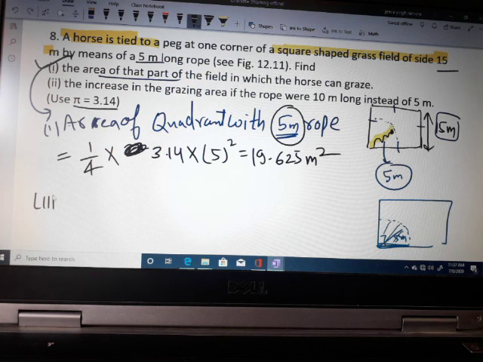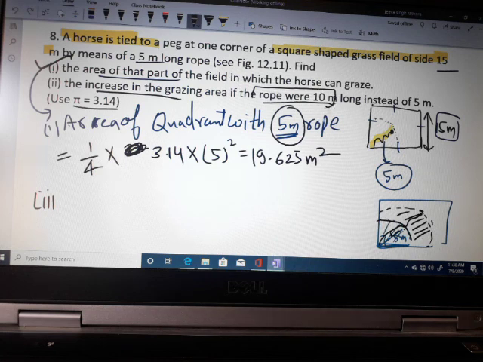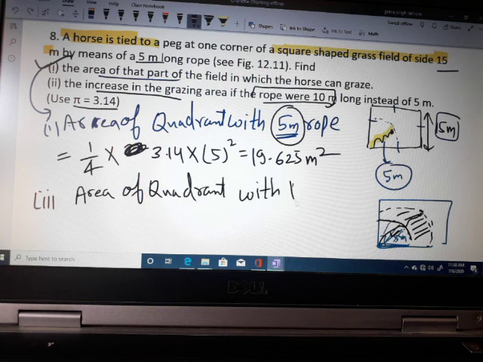In the second part, what will be the increase in area if the rope length is increased from 5 meter to 10 meter? You have to find this complete area and subtract this one, so you will get this area. So simply we take the rope as 10 meter, and the area of the quadrant with 10 meter rope, you have to take this length this time.